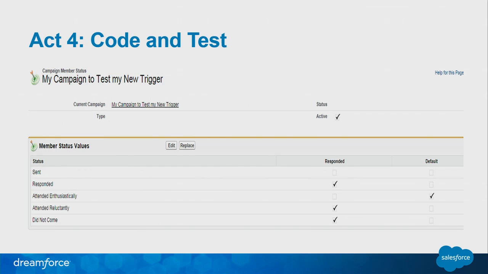Hey, it worked. Kind of. It looks like it added some new statuses, but those aren't exactly the ones that I want. And also those default statuses that come with Salesforce, sent and responded, those are still there. I don't want them. Well, let's tackle those issues one at a time. Let's go back to the code and tell me if you can find where you might change what those statuses say.